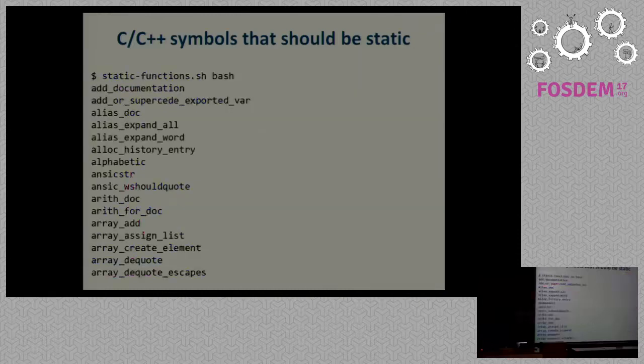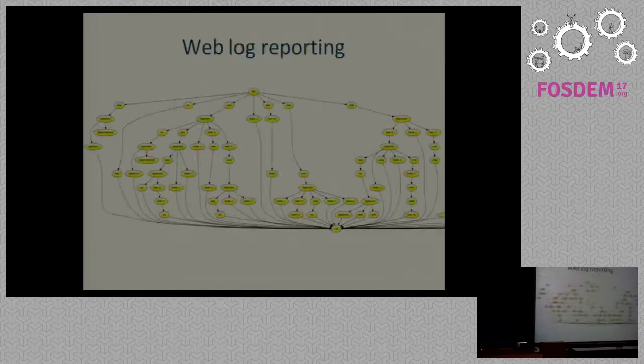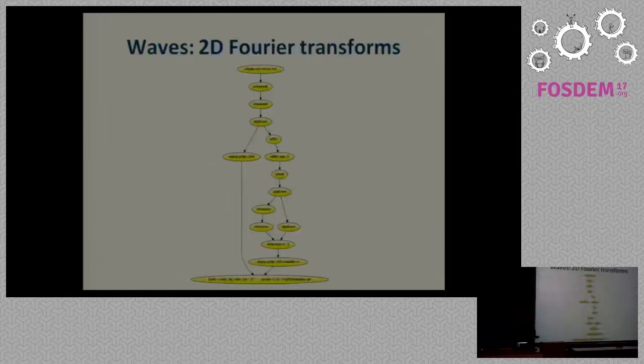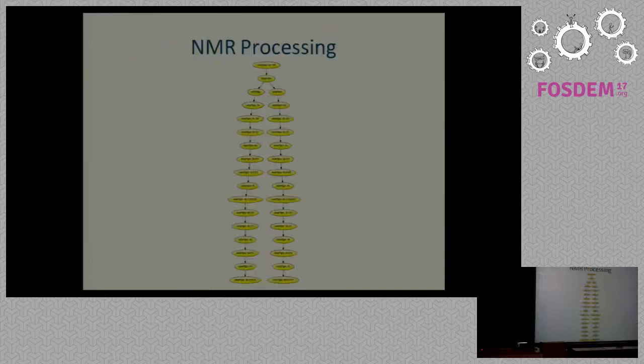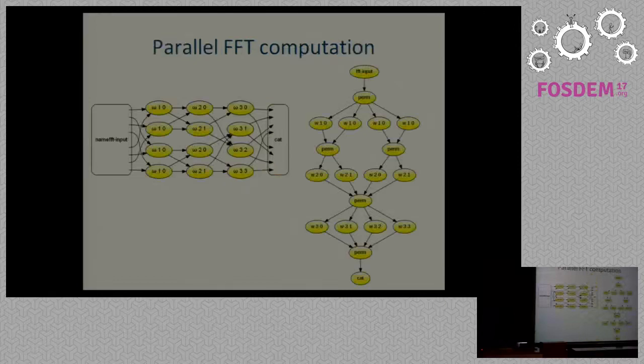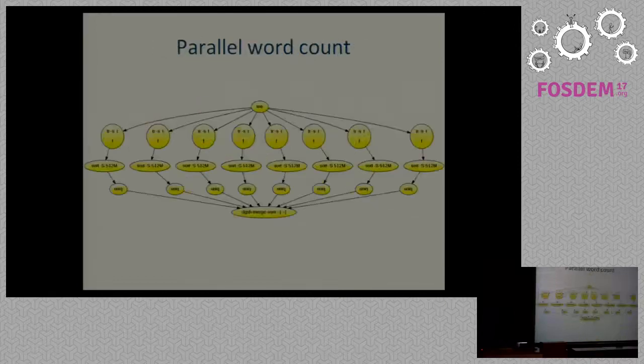The list goes on. We can do weblog reporting. You can do 2D Fourier transforms, NMR processing with tools that no one wrote for this purpose, parallel FFT computation, parallel word count, so you can do map reduce just by using this tool. You can find git committer activity over time, and so on.